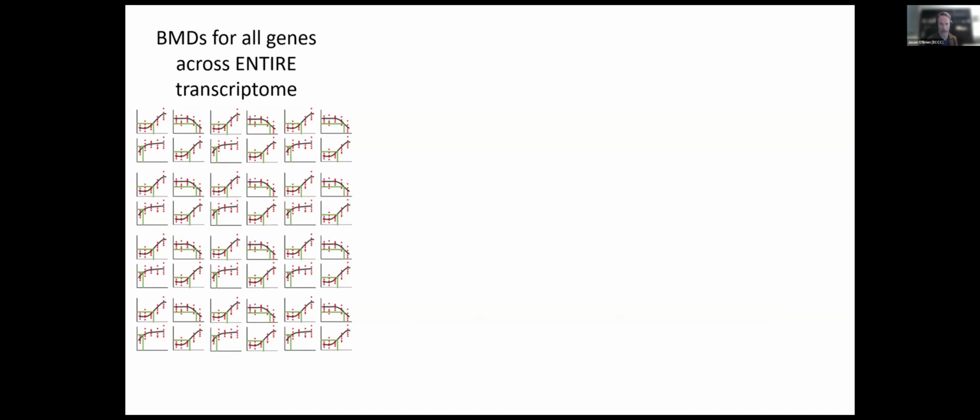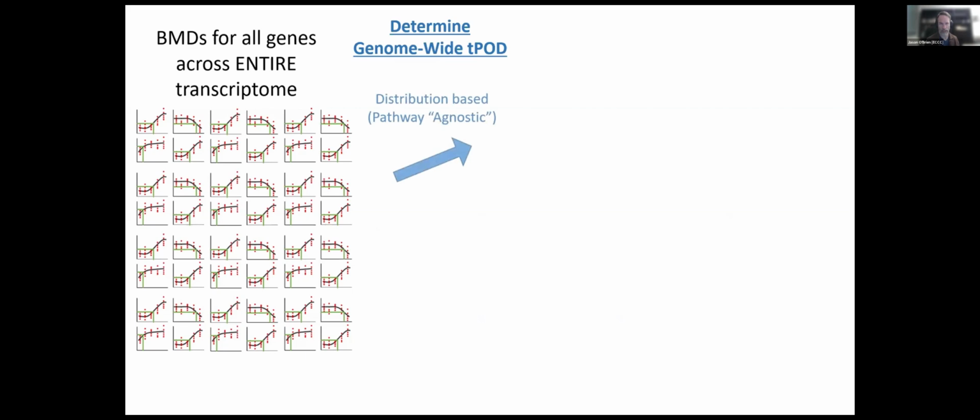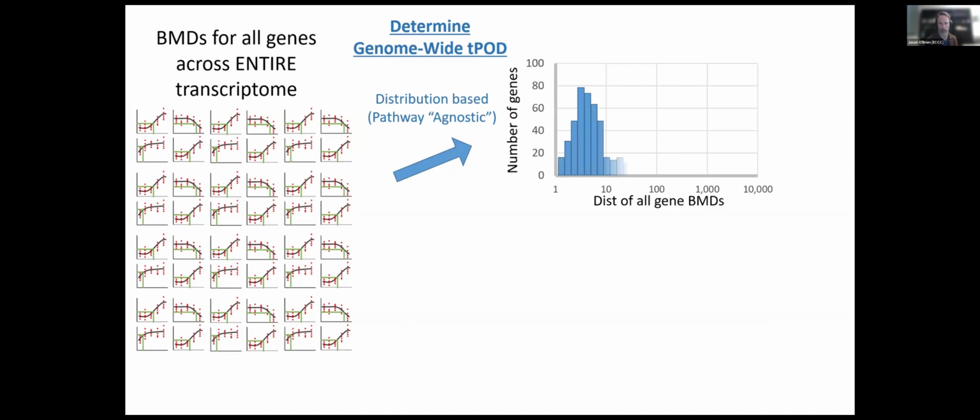So how do we derive a single genome-wide transcriptomic point of departure from this? Well, there's a couple of ways to do this. The first is the distribution-based, or pathway-agnostic, method. We just look at the distribution of all of these BMDs across the dose range. You can think of a BMD as the dose at which a gene gets turned on or turned off by a compound. In the example here, if we look at the dose range between 1 and 10, there's a large number of genes that get turned on, and we would consider this a transcriptomic point of departure.